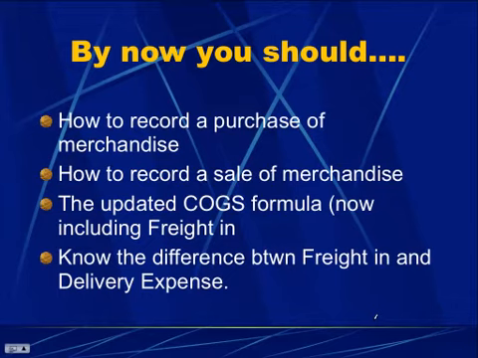Beginning inventory plus purchases plus, that's a plus, don't get it wrong, freight in minus ending inventory equals cost of goods sold. By now you should know how to record purchases. You're going to debit purchases when you buy merchandise inventory. To record sales, you're going to credit the sales account. It's a revenue account. And the updated cost of goods sold formula that now includes freight in is beginning inventory plus purchases plus freight in minus ending inventory equals cost of goods sold.